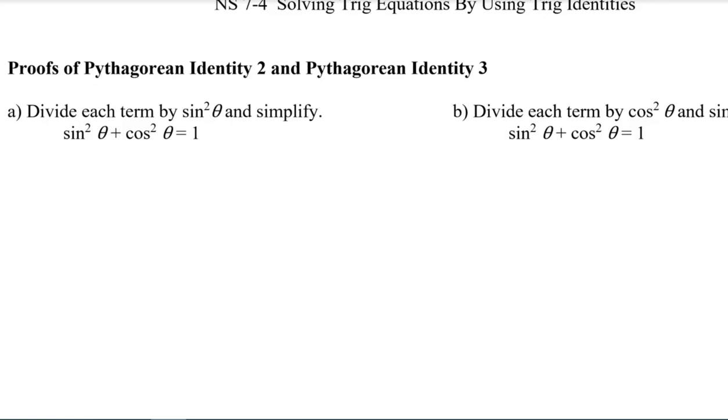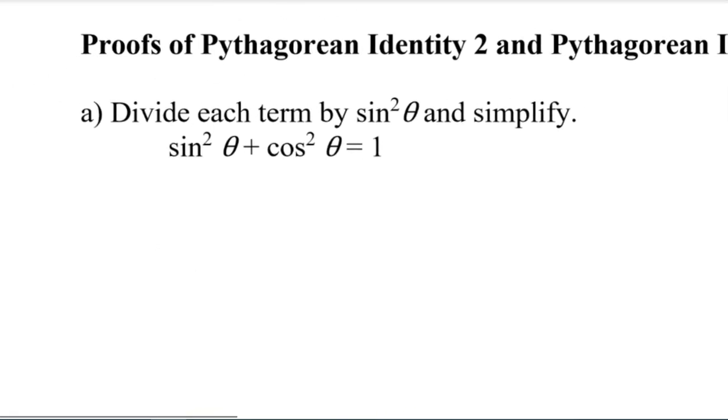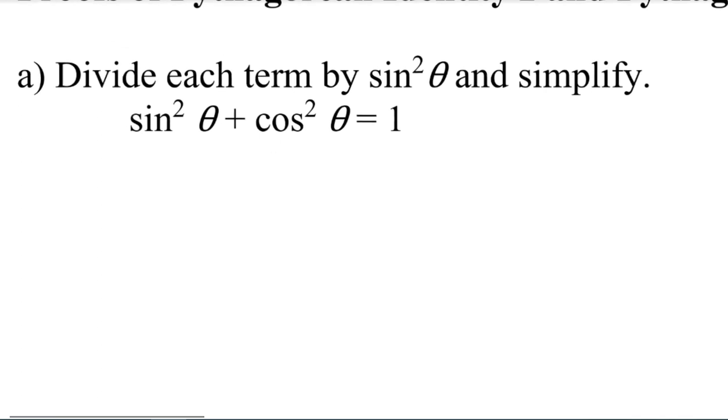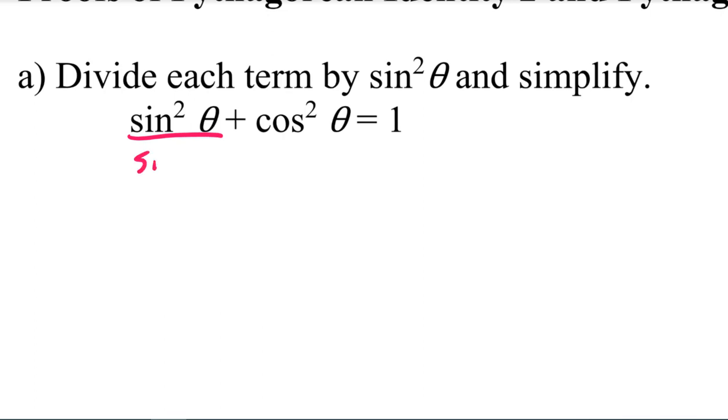Now, what we're going to start out with, we're just going to simply go through this process here and divide each term by sine squared for part A. Because what we're going to do is kind of prove where the other two identities come from. So sine squared plus cosine squared equals 1, and our angle here is theta. So if we were to divide each one of these terms, divide sine squared, divide the cosine squared, and divide 1 by sine squared. That's going to result in another equation.